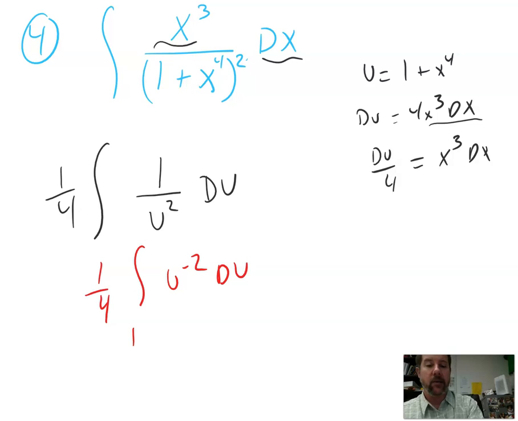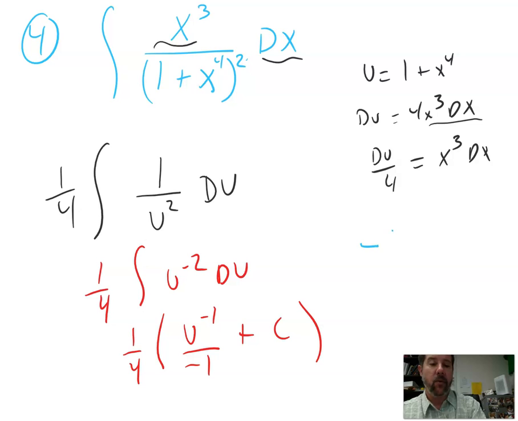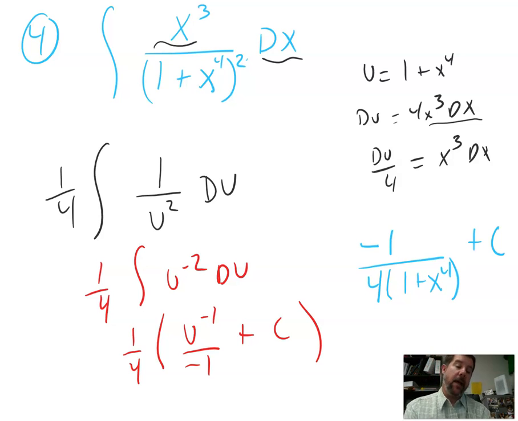And now I can integrate: 1/4 times u to the -1st, add 1, divide by the new exponent, plus c. And so we get now -1 over 4. This u is going to go to the bottom. So -1 times 1/4 is -1/4. This u has a negative exponent, so it's going to go to the bottom, times 1 plus x to the 4th, plus c. All right, and that would be our answer.